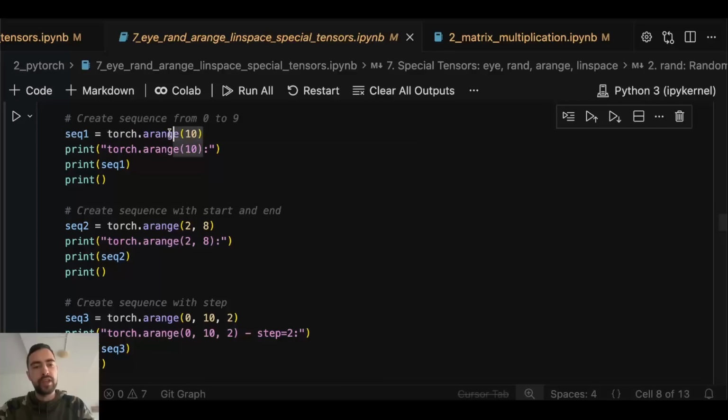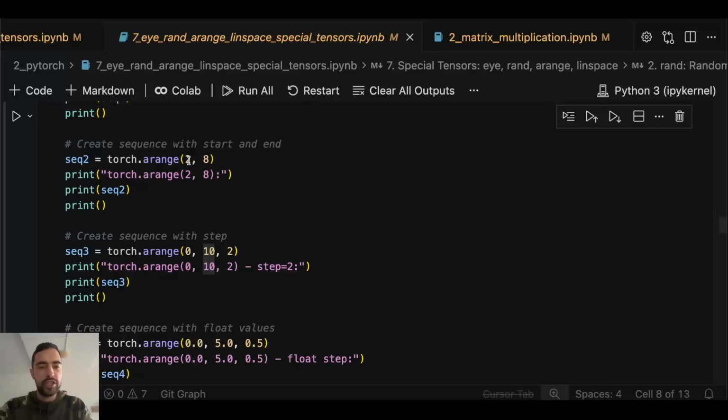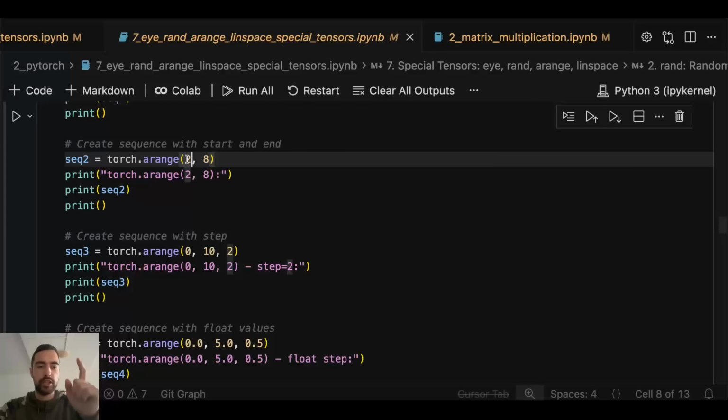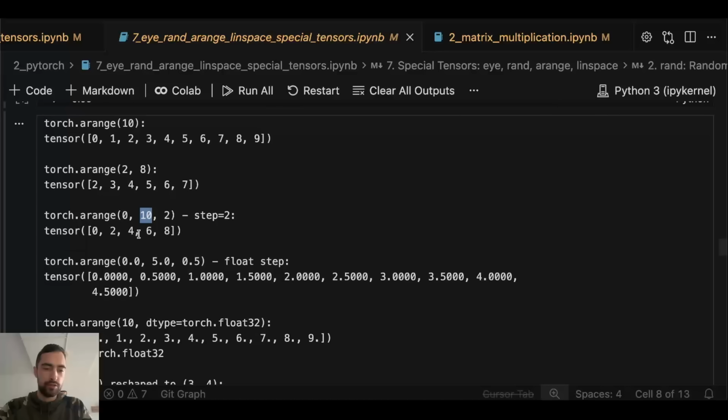torch.arange 10 will give you an array from 0 to 9, because the last is excluded. So integers from 0 to 9. Let's check here, 0 to 9. torch.arange 2 to 8 will give you integers 2 to 7, because the last is excluded. You can also say arange 0 to 10 with step 2. This means it will go 0, 2, 4, 6, 8. The last one, 10, is excluded.